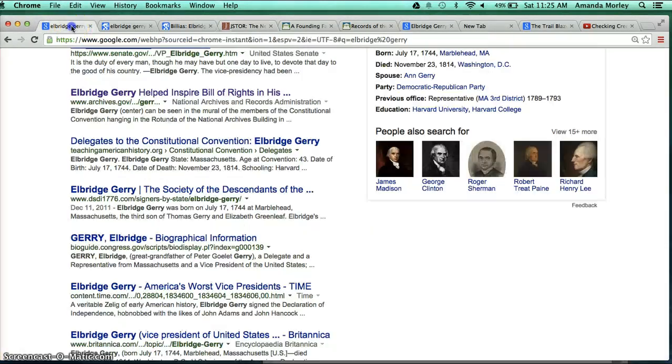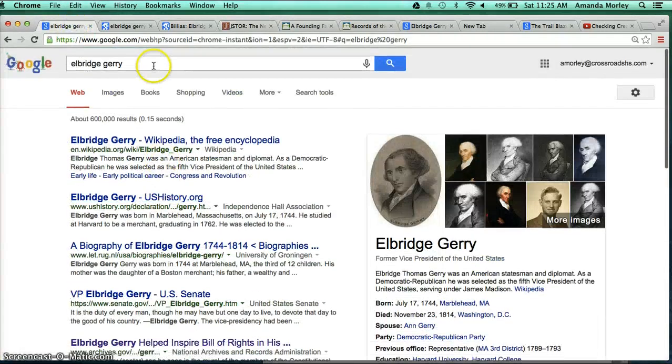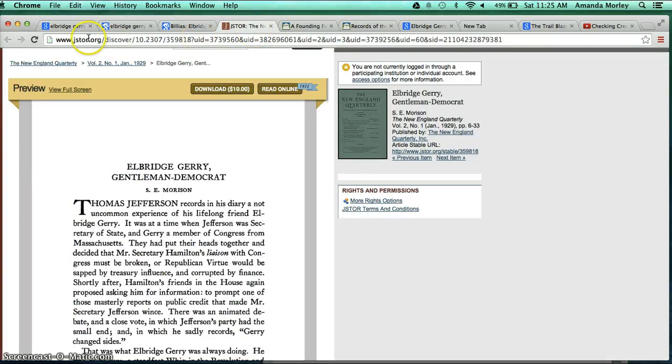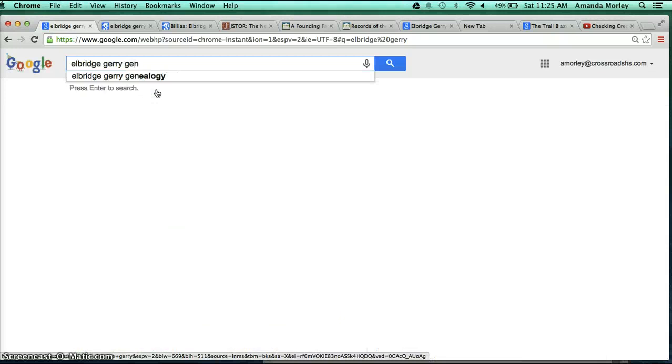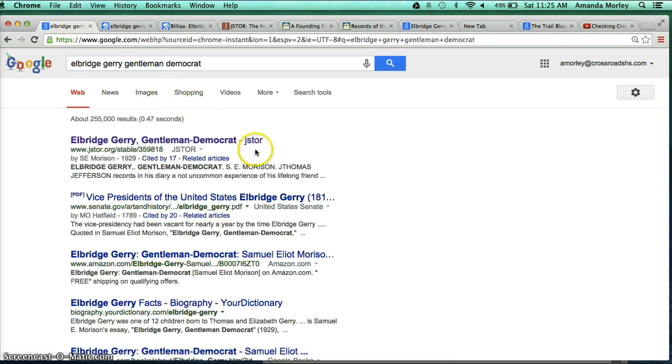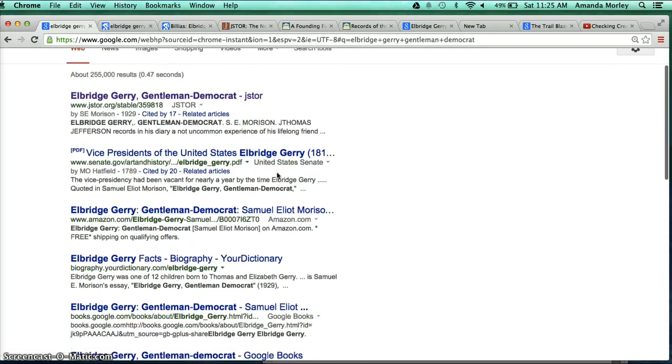If you go back to general Google, a lot of times you can find these articles. So if I say Elbridge Gerry, excuse me, Gentleman Democrat. Oh, look right there. Oh, that's JSTOR. Now let's look. I can buy it.